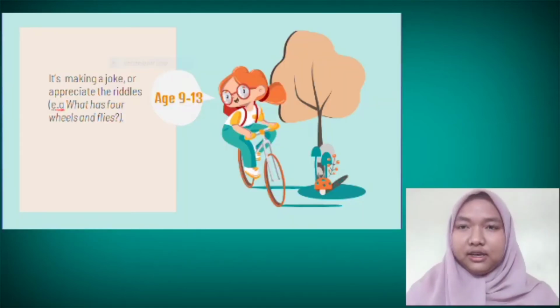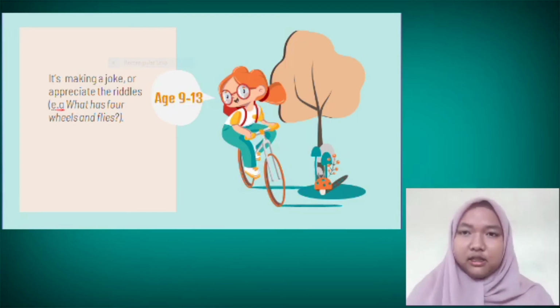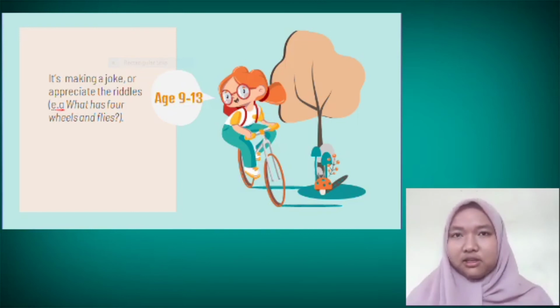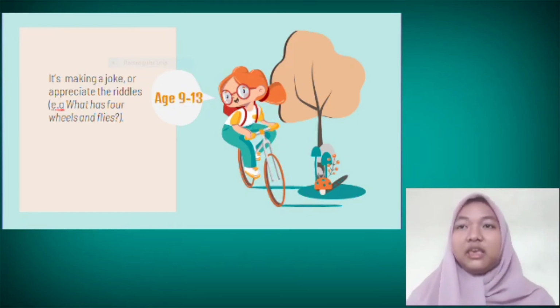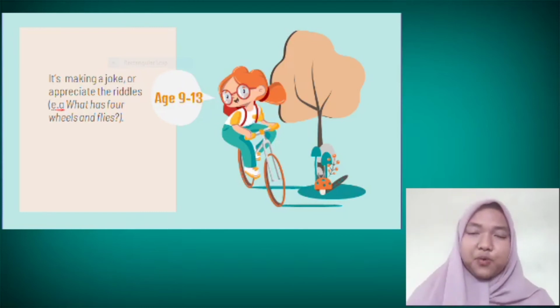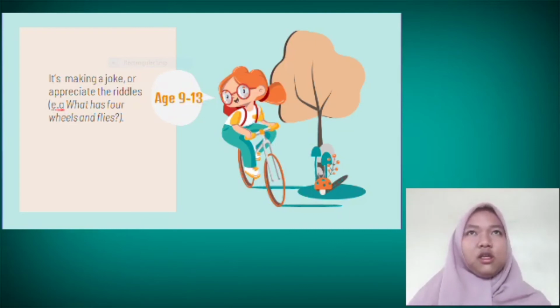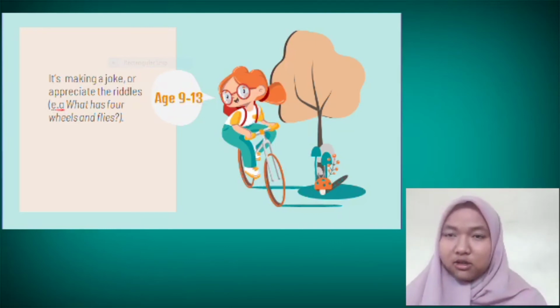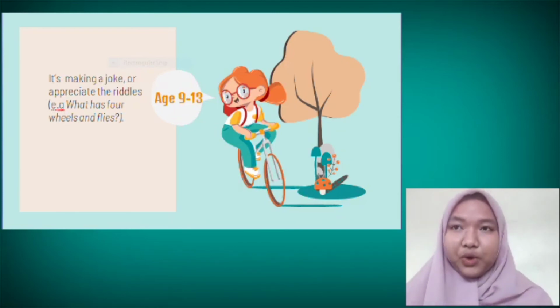And for the age of 9 until 13, at this phase, the children make jokes, or they appreciate riddles. For example, here, the riddle: they ask someone, what has 4 wheels and flies?